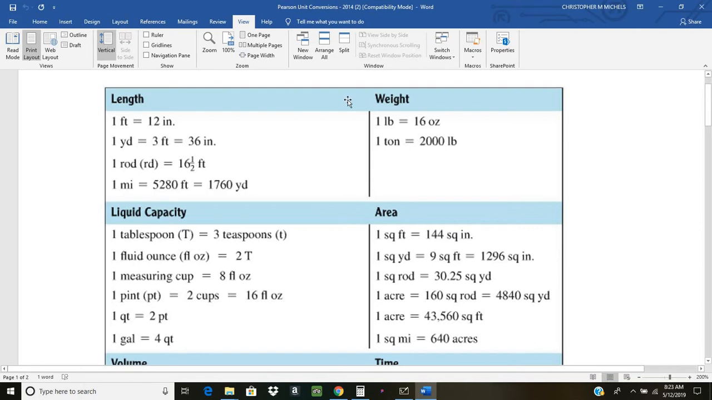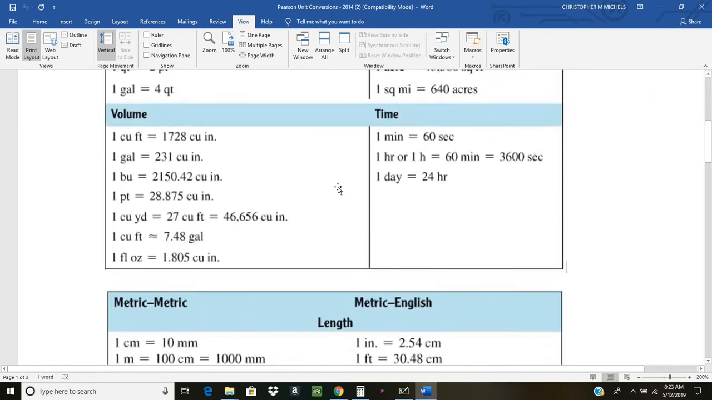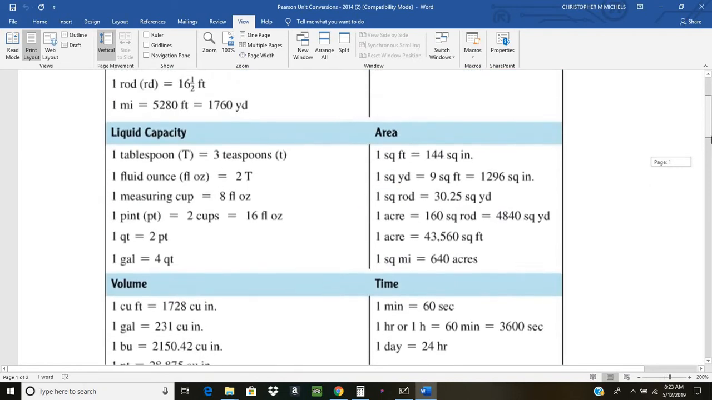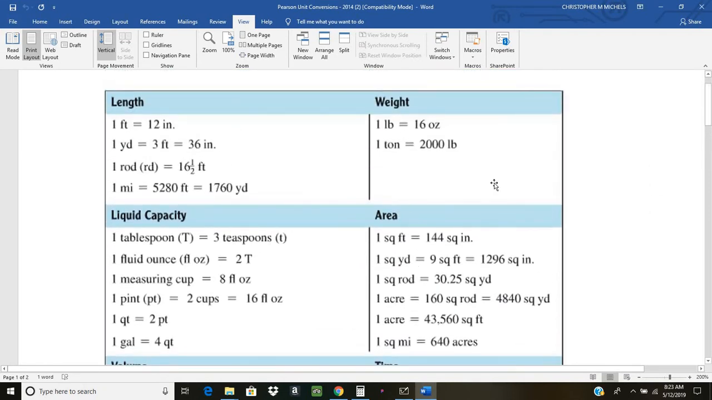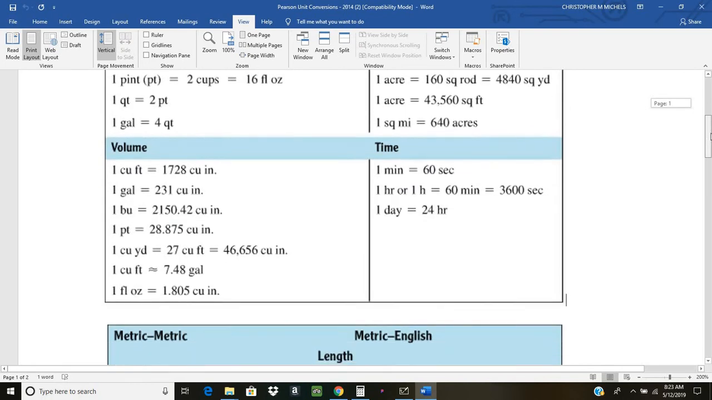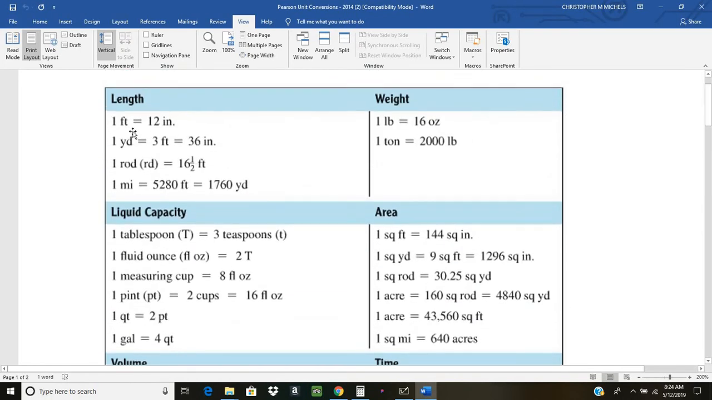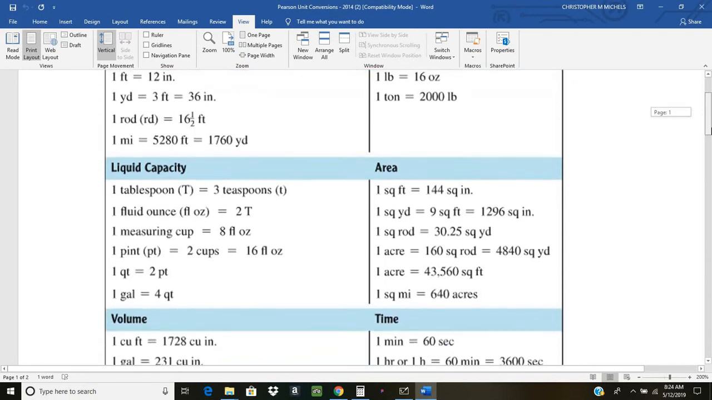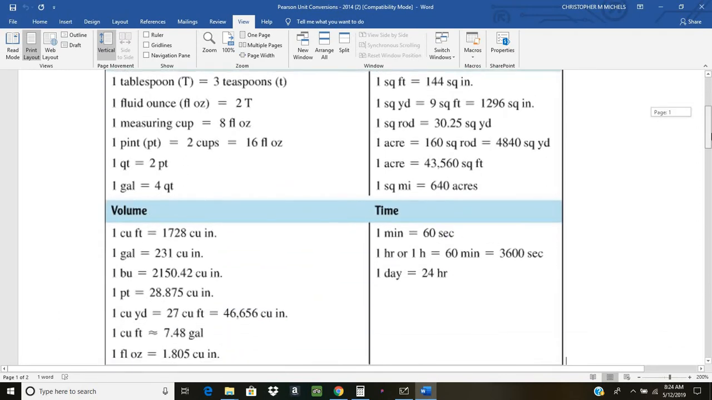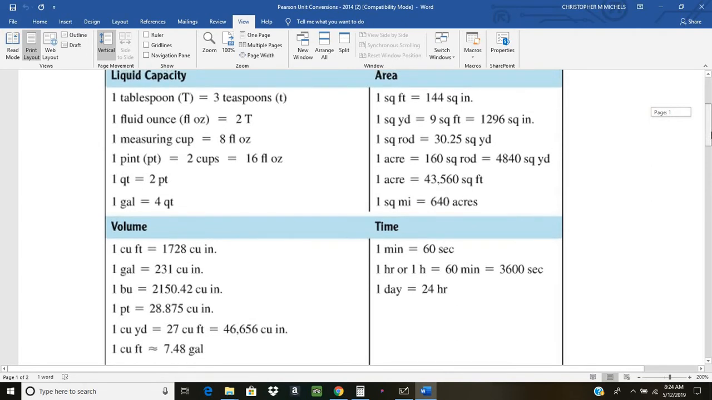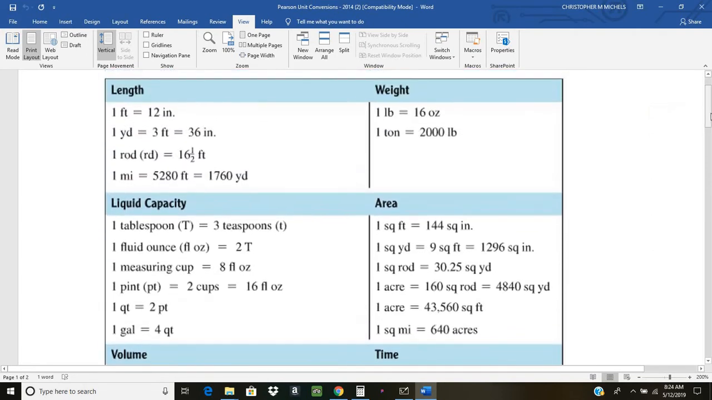But the other thing I wanted to note, notice we have units of length, weight, capacity, area. Down here we have volume and time, but the main thing is to be able to distinguish between length, area, and volume. Remember, length is how far it is from one point to another. Everything in area is measured in square units, because that's what square units are used to measure. And everything in volume is measured in cubic units, because we're trying to figure out how much space something occupies.